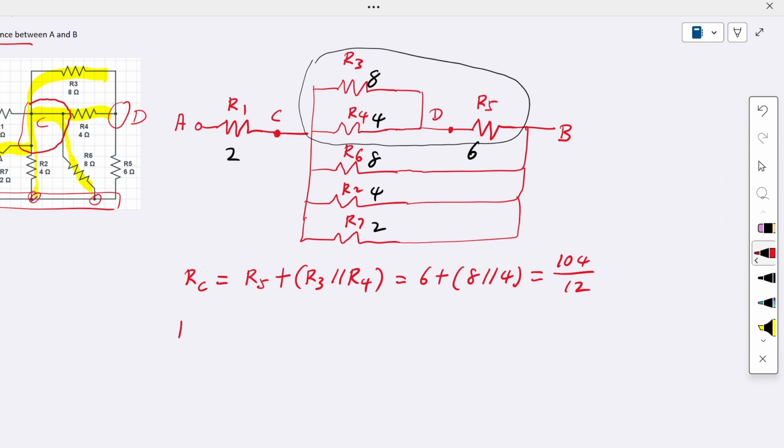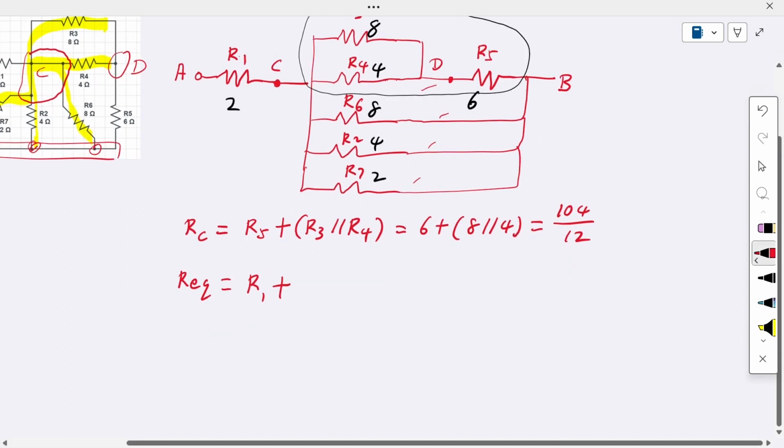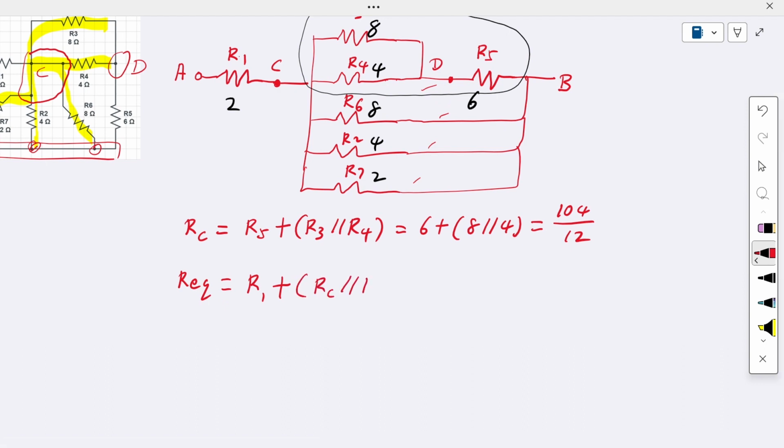Now we can immediately find the REQ between point A and point B, whereby there are branches. We start from this R1 here. R1 is in series with these 4 branches: this one, this one, this one, and this RC network here. So they are in parallel, right? That means this RC is in parallel with R6, parallel with R2, parallel with R7.